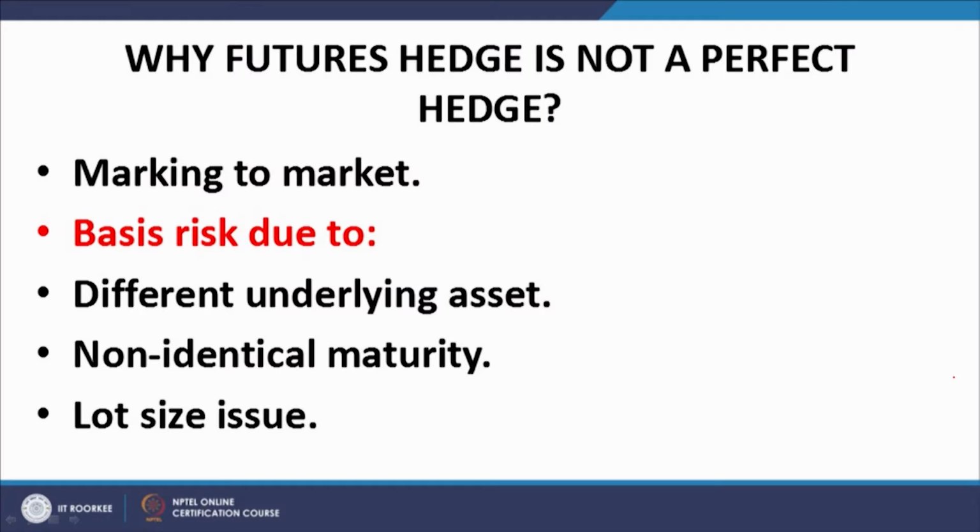Then there is the issue of lot size. Futures contracts are traded in lots of units of the underlying. We do not usually have a futures contract on one unit of the underlying. It is usually the case that one futures contract is written on a number of units of the underlying. So, these are possible sources of imperfections in futures hedges. We shall take them up one by one in detail.